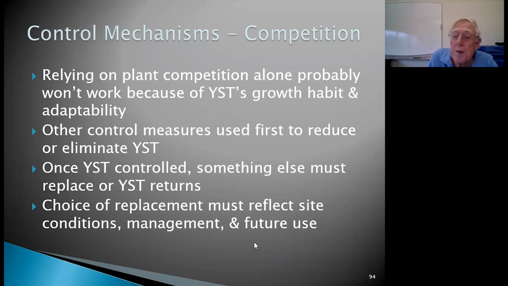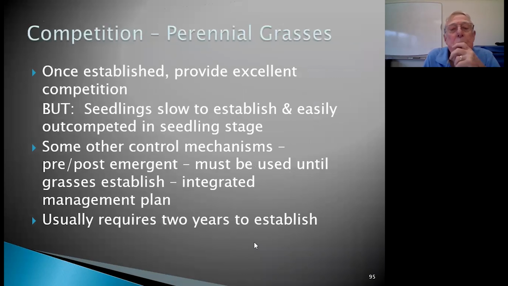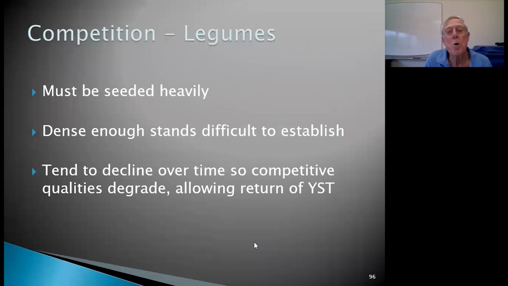Your actual choice of what you're going to replace it with, you need to consider what the site conditions are, the management that you're willing to use, future uses of the land, all these sorts of things will need to be considered. So perennial grasses, I already talked about those. They can be used, but the seedlings are slow to establish. And in the initial seedling stage, they can be easily outcompeted by the star thistle. So you've got to keep that star thistle under control until those grasses get developed. And once they're developed, then they will effectively compete with the star thistle. You get down to where you have spot star thistle growing, and once again, you can do that with pulling and spot spraying. And again, usually 2 years to get your control.